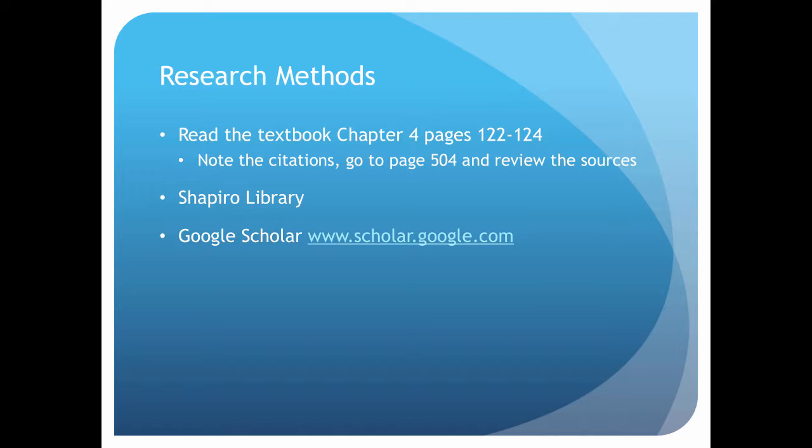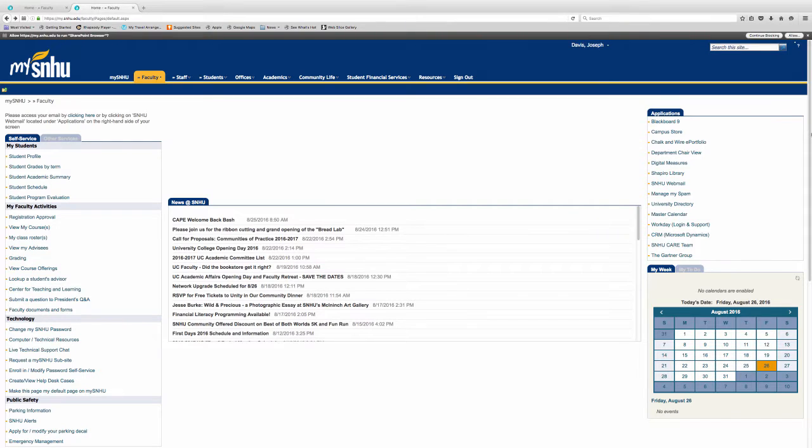We are going to go through how to use the Shapiro Library, and then we'll go through how to use Google Scholar. Okay, here is the home page, the opening page, the My SNHU page when you log in. In the video mini lecture I did about how to use Shapiro Library, I got you there by going through the course shell.